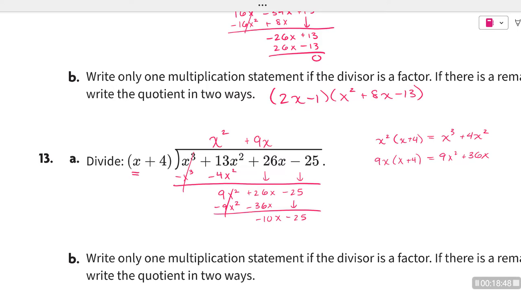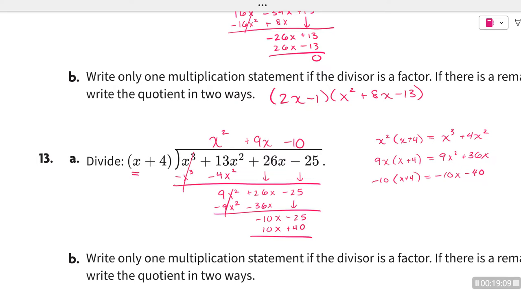So x goes into negative 10x, negative 10 times. So negative 10 times x plus 4. That's going to give us negative 10x minus 40. And I'm going to subtract both those terms. So I'm going to get 10x plus 40.